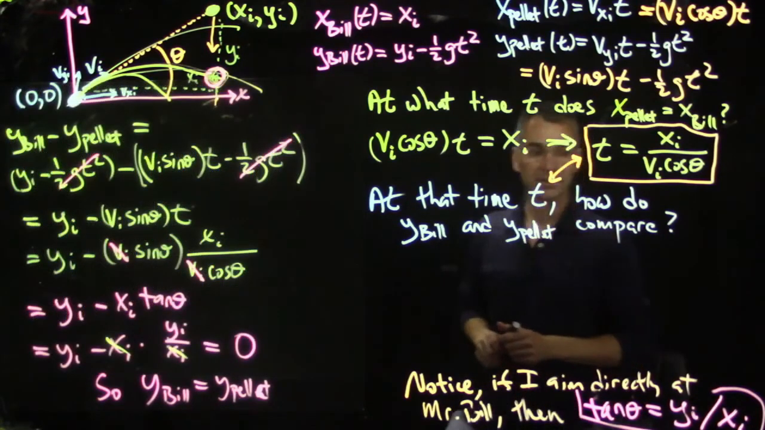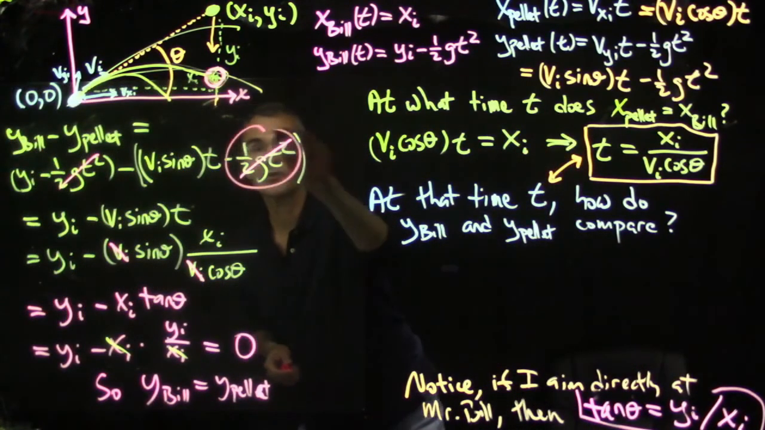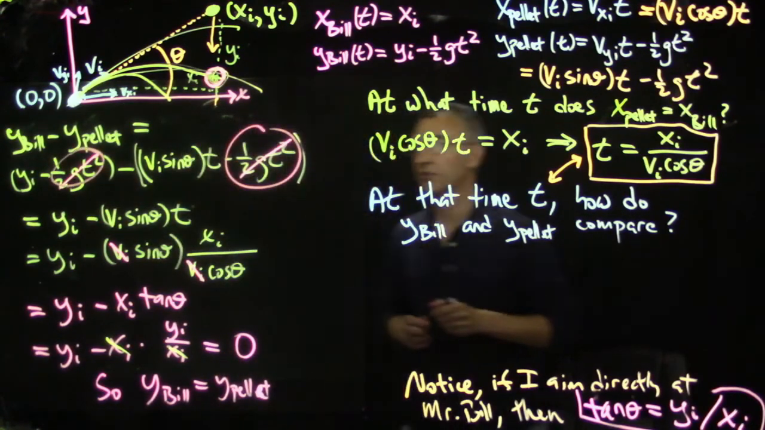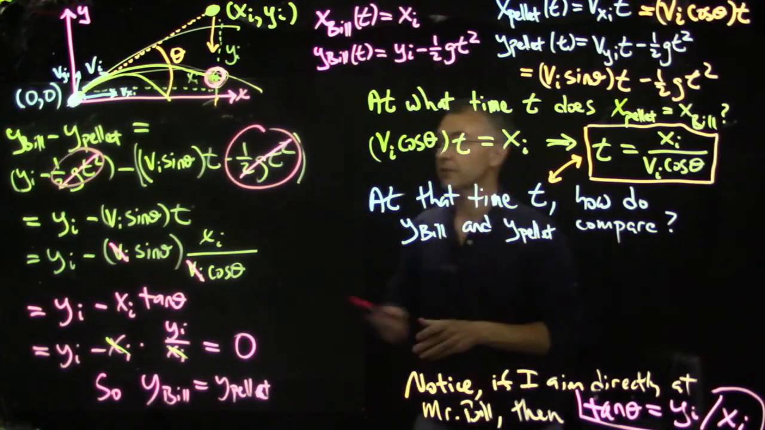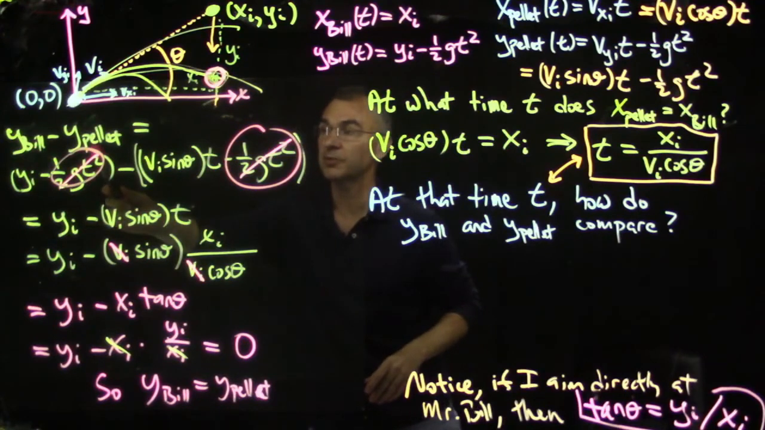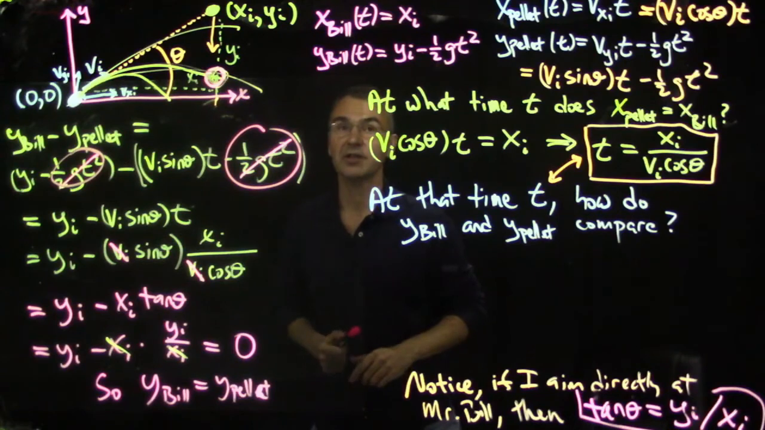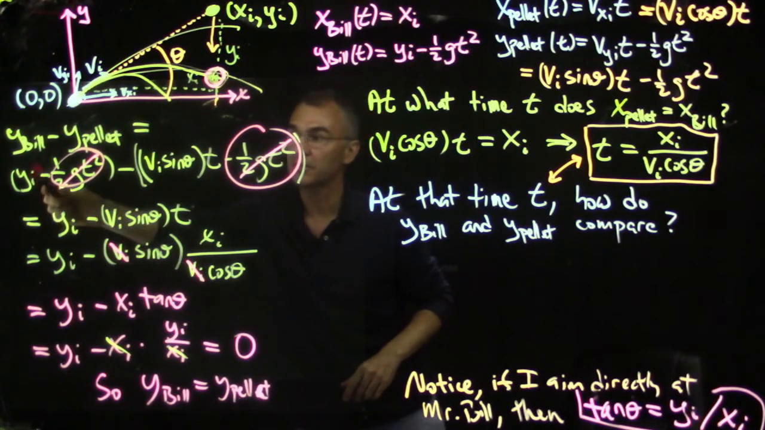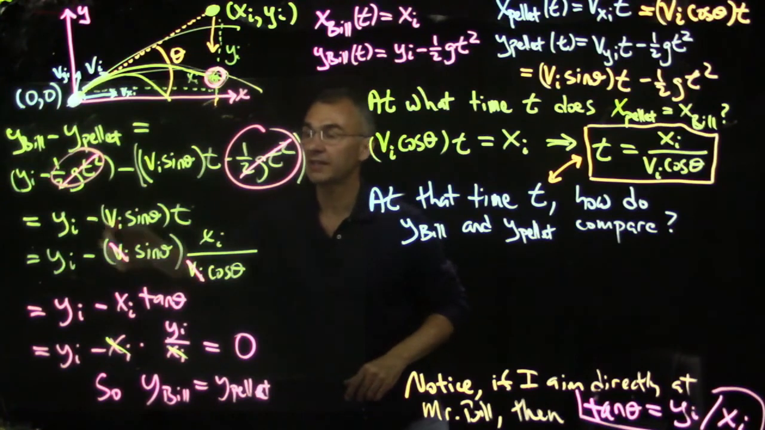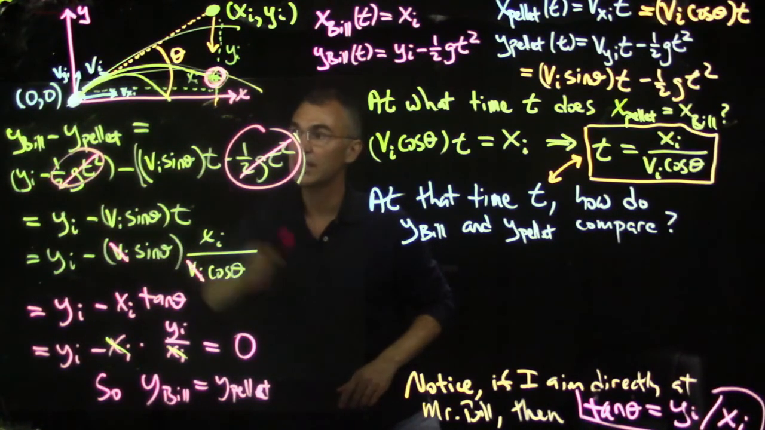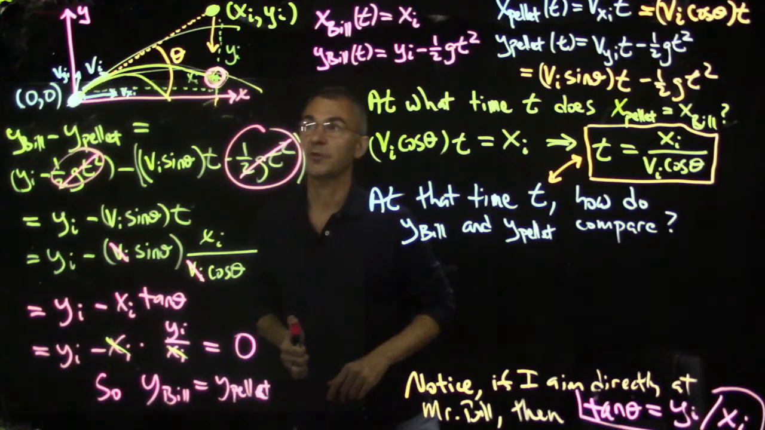You can see directly how that works out because this 1/2 gt squared term is the same for the vertical position of Mr. Bill and the vertical position of the pellet, and that does indeed just cancel out because gravity affects the vertical motion of Mr. Bill and the vertical motion of the pellet in the same way. So then we really are left with the same result we would get if there were no gravity, if g were 0, and if we just aimed directly at Mr. Bill and went in a straight line.